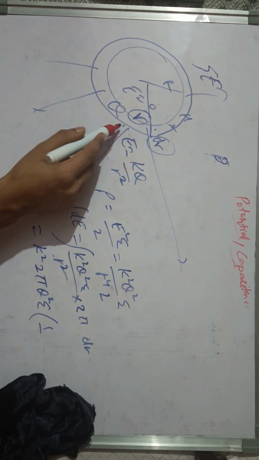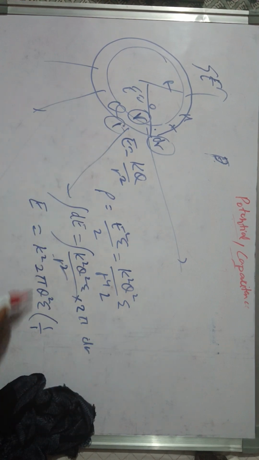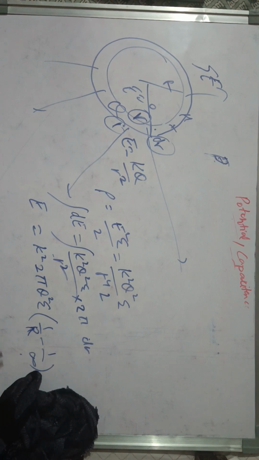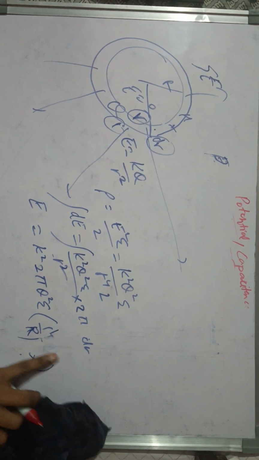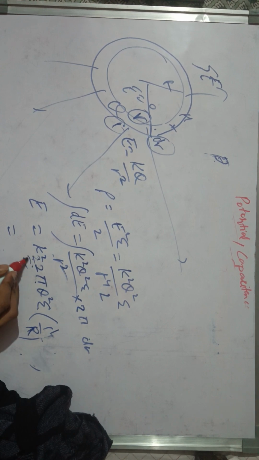We are taking it from this position to the infinite position. The value will become this radius 1 upon r minus 1 upon infinity, which will become 0. So the value will become simply 1 upon r, and this will become, I can write 2 pi epsilon naught s. If I multiply by 2 above and 2 below, this will become 4 pi epsilon naught divided by 2.